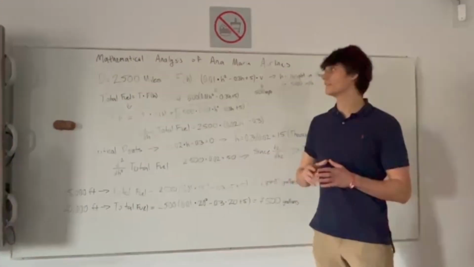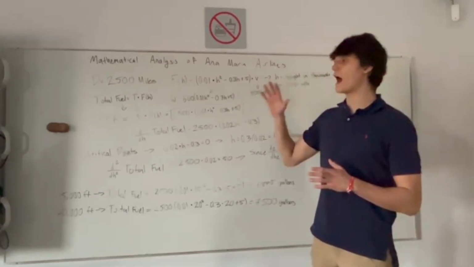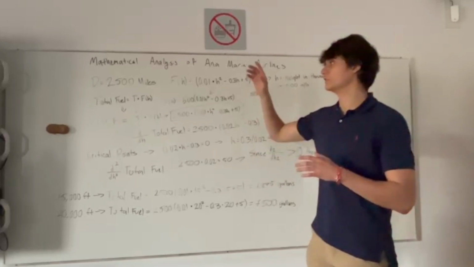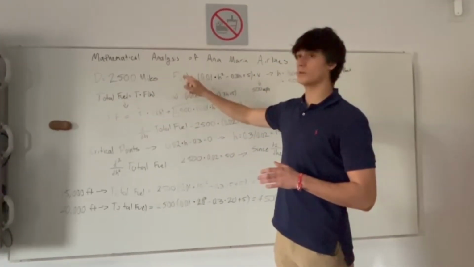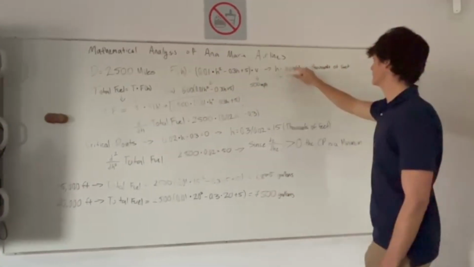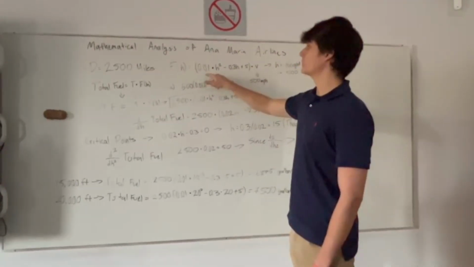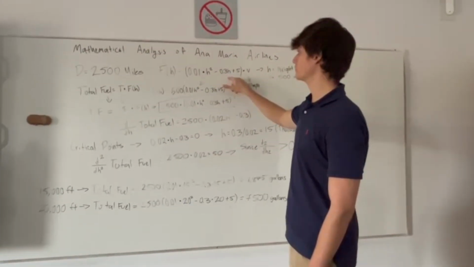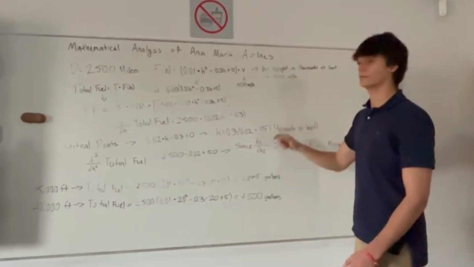In addition to finding the optimal speed for Anna Maria Airlines planes, we also find the optimal altitude those planes should fly at for a distance of 2,500 miles. So this is the optimal fuel consumption rate formula in terms of altitude, which here is height in thousands of feet, represented by h in the equation. So it's 0.01 times h squared minus 0.3 h plus 5 times velocity v, which is 500 miles per hour.